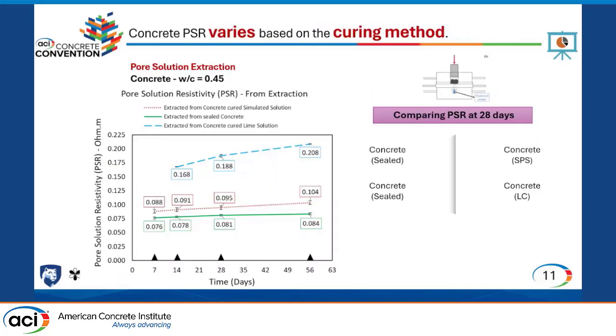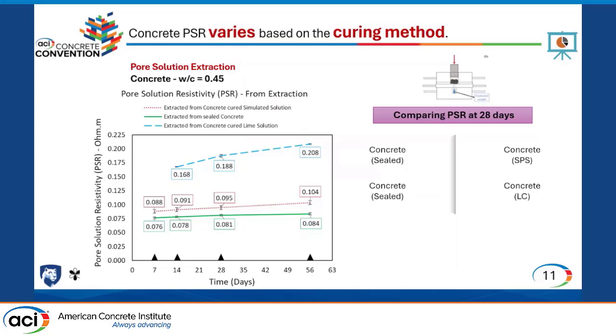And for the electrical resistivity, as we said, we will be comparing our sensors to a reference, which is from the pore solution extraction. So this graph represents the pore solution resistivity from extraction versus time for 3 different curing methodologies. I do want to say that the samples in sealed condition and the ones cured in simulated solution were in similar ranges. However, for the one in lime cured condition, we can see that there is a jump in resistivity.